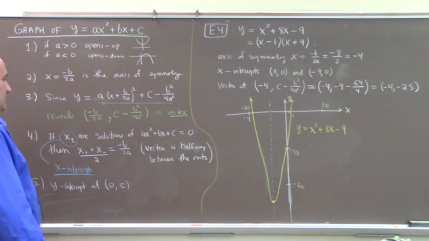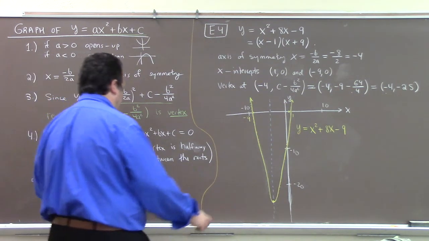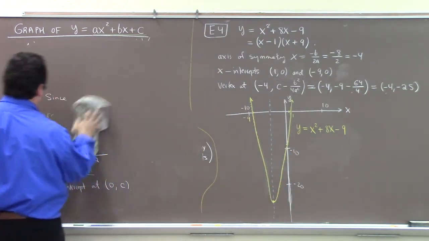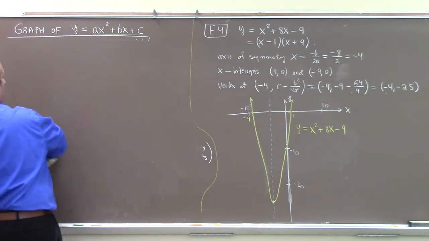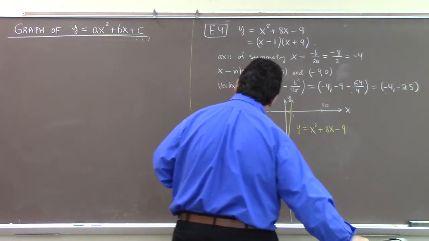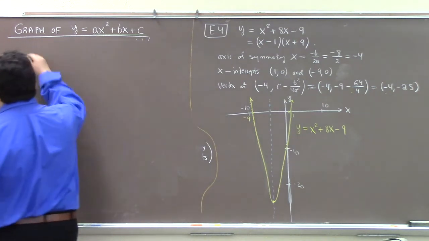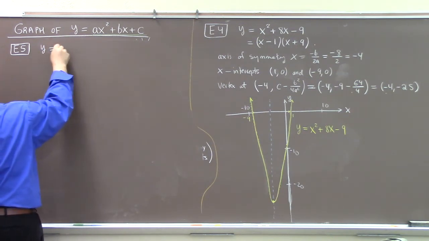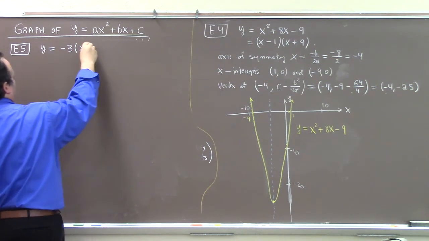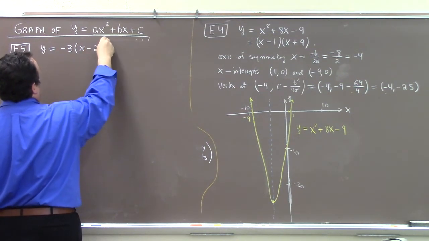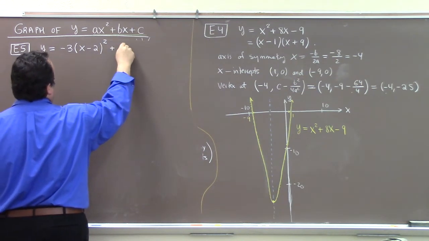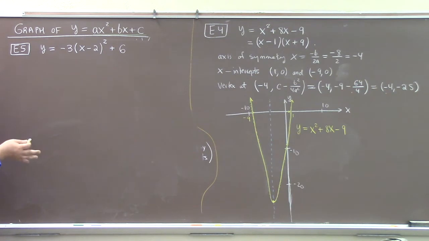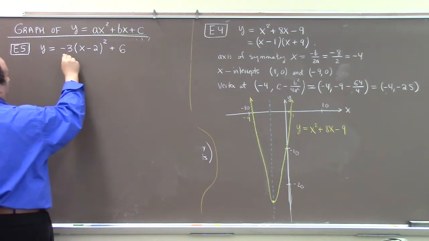All right, let's graph another one here. Example 5. Let's look at y equals minus 3 times (x minus 2) quantity squared plus, let's say, 6. Now, if the equation looks like this, this is already in what's called vertex form.